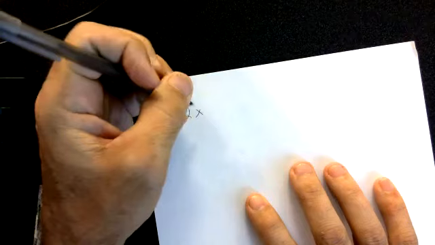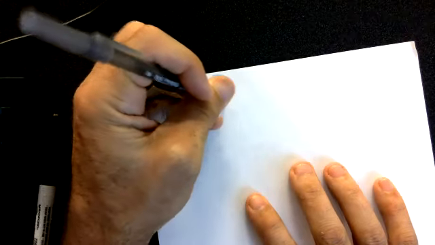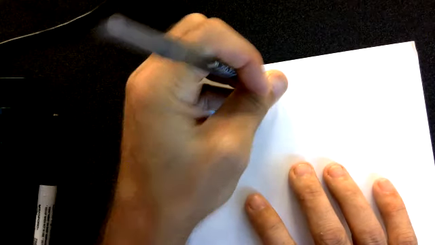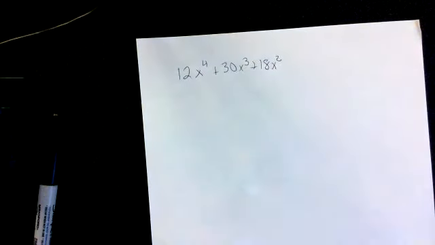All right, I do want to do one more example of those. And to me, this is kind of the ugliest problem that you're going to have to deal with within this section. All right, if they give us something like this, we've got 12x to the fourth plus 30x to the third plus 18x to the second. Big numbers and x's all over the place.